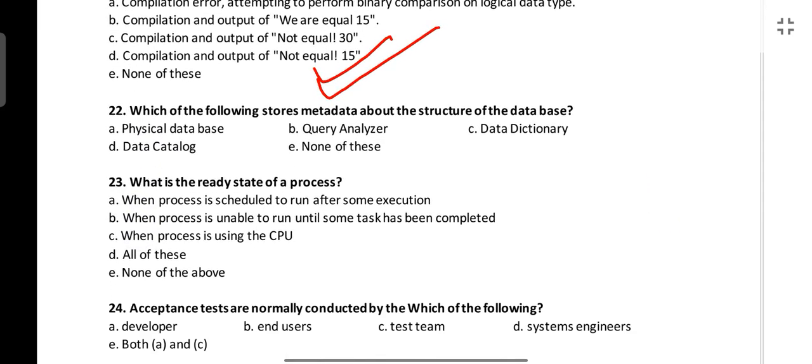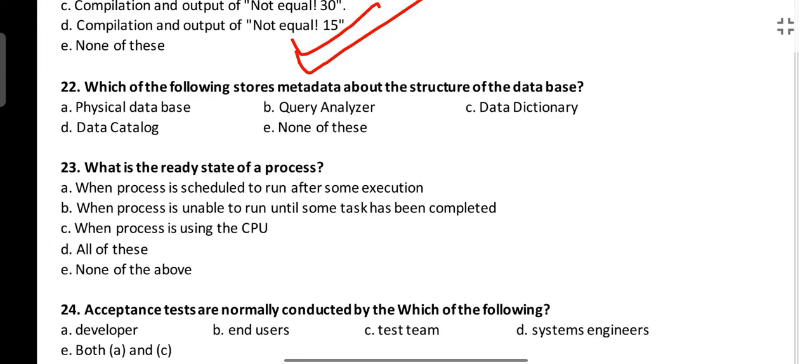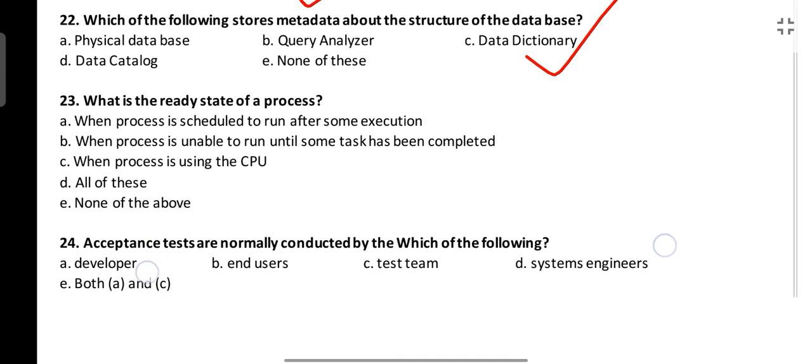Next is, which of the following stores metadata about the structure of the database? What is metadata? Metadata means data about data. So these are being stored in the data dictionary. So C is the correct answer.